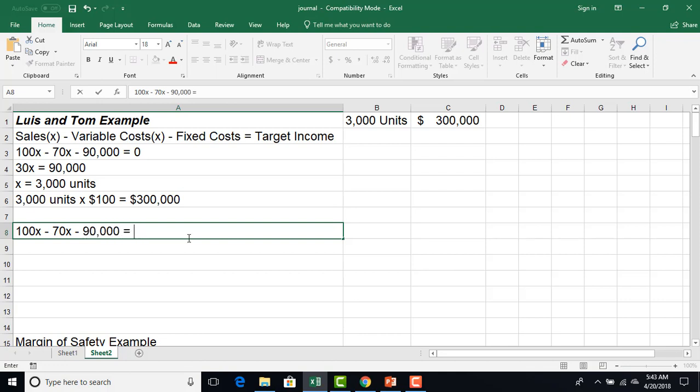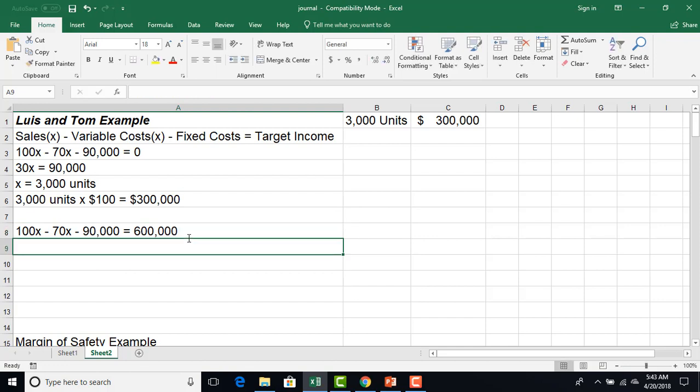My only difference now is instead of setting this target income equal to 0, I want to set this target income equal to whatever I want, or my desired operating income, which I said was 600,000. Well, now I just solve the equation again. So I combine my x's. I'm still left with 30x. I want to add 90,000 to each side to remove it from the left side of the equation. So I'm left with 30x equals 690,000.